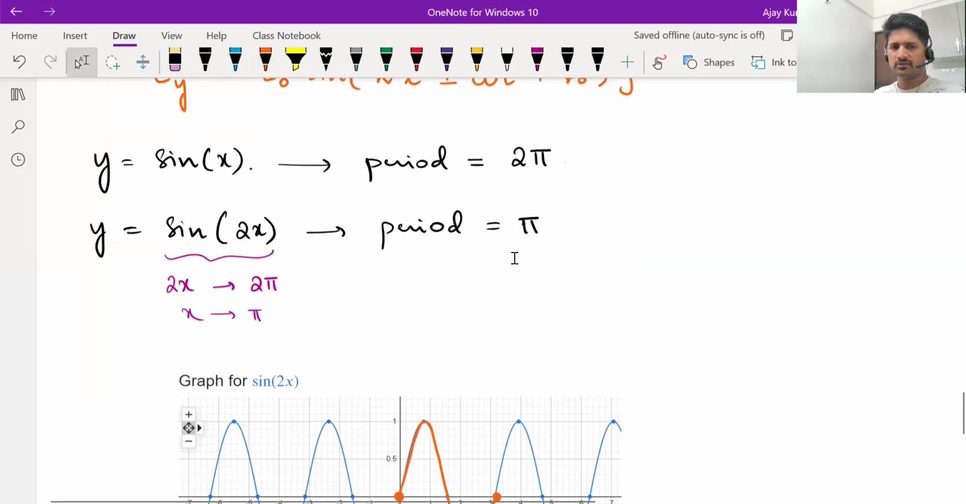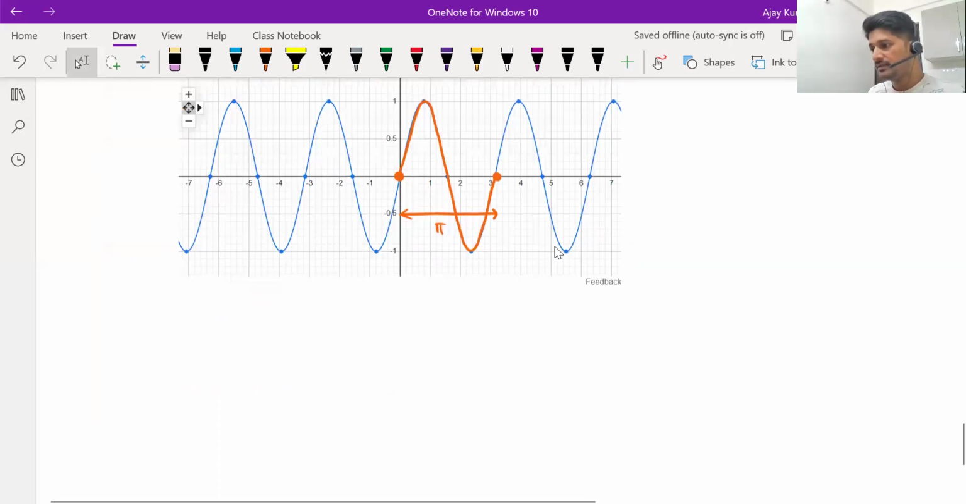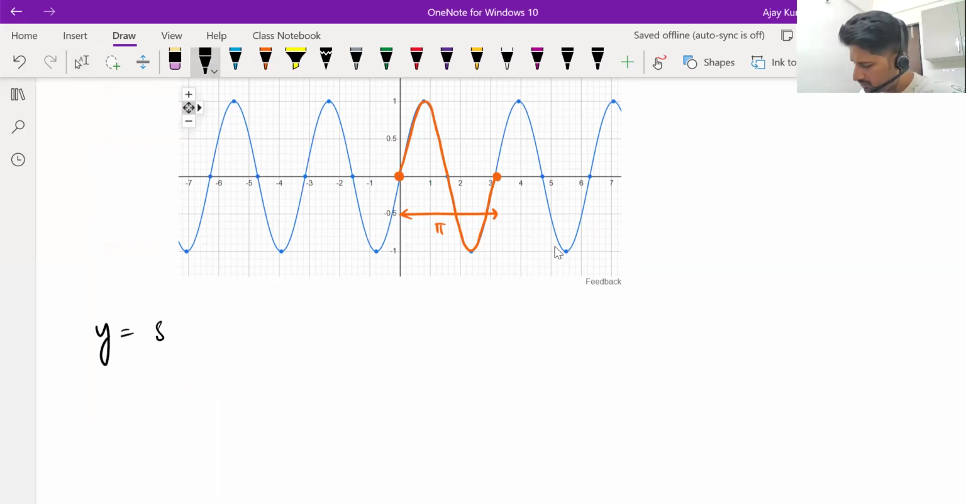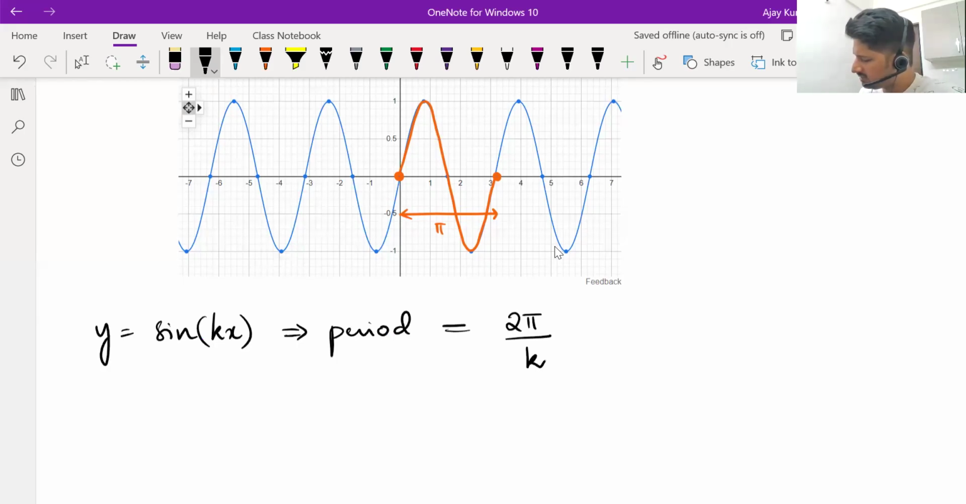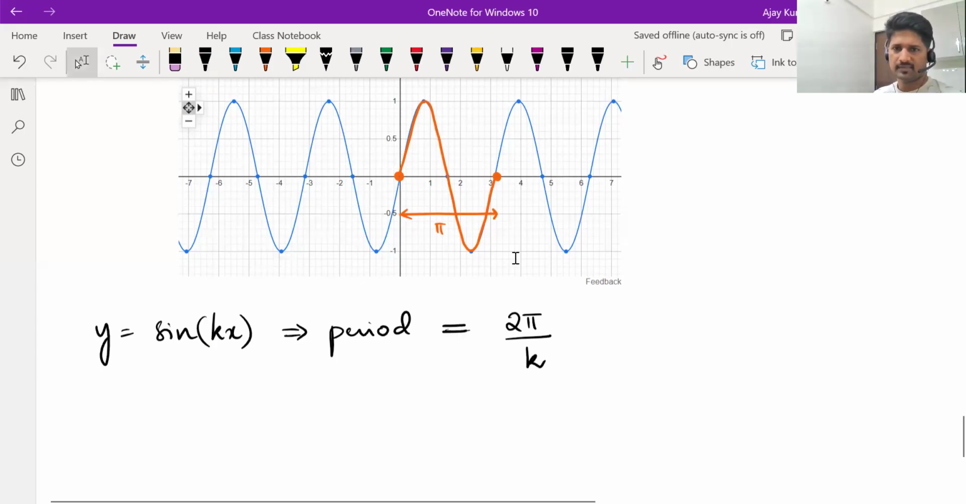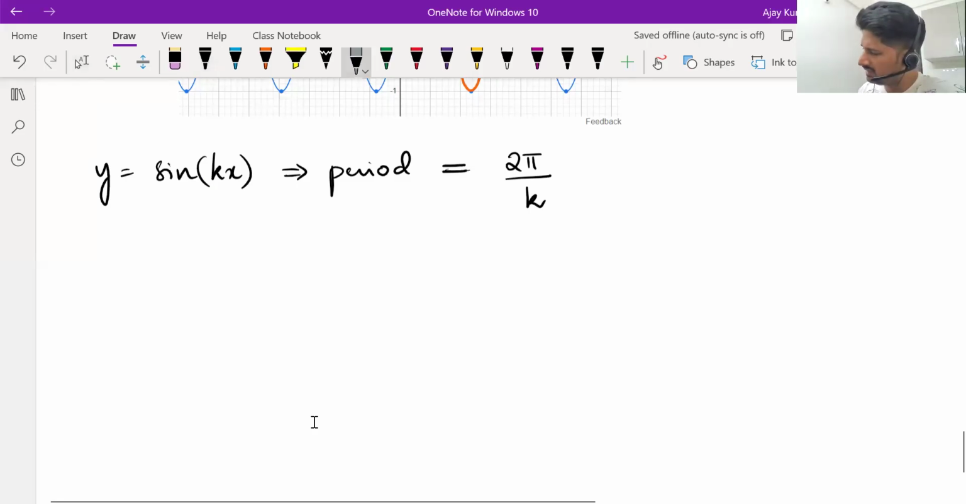Okay, so the period of y is equal to sine 2x is 2 pi divided by 2, I can say. It's better to take it that way. That is pi. Similarly, y equal to sine 3x will have a period of 2 pi divided by 3. And generally, y is equal to sine kx will have a period of 2 pi by k. Kx has to change by 2 pi, means x has to change by 2 pi by k. After that, the shape will repeat itself. Okay. Now, let's consider a general sine graph.